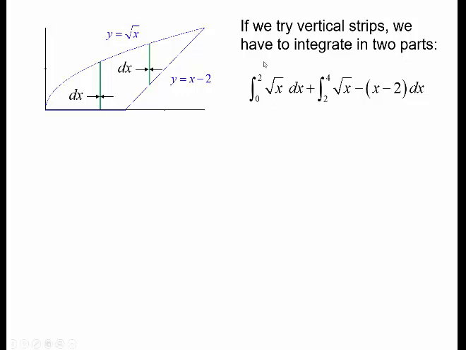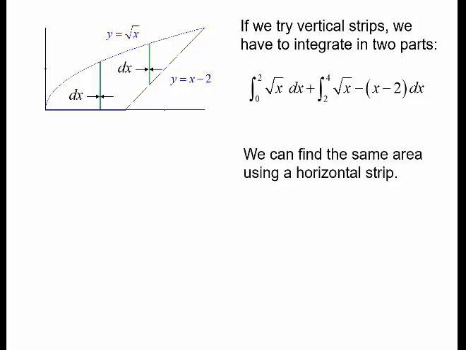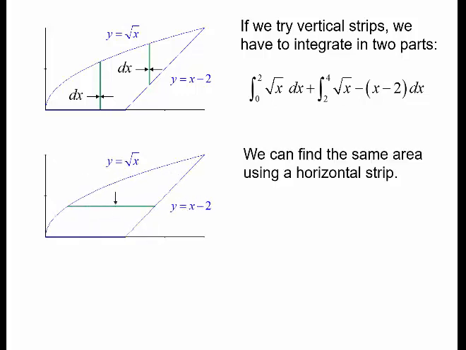Where this 2 comes from here is where the line y equals x minus 2 takes over. You'd have to do two integrals, and maybe that's no problem. You could absolutely do that. But we can find the same area instead using a horizontal strip. This will allow you to do this problem in one integral.